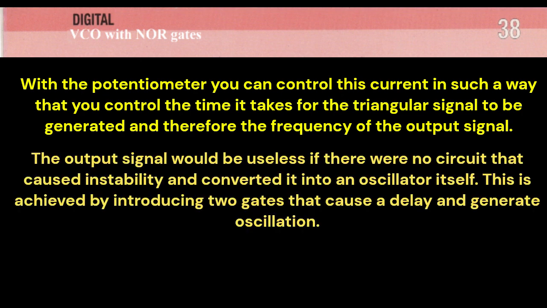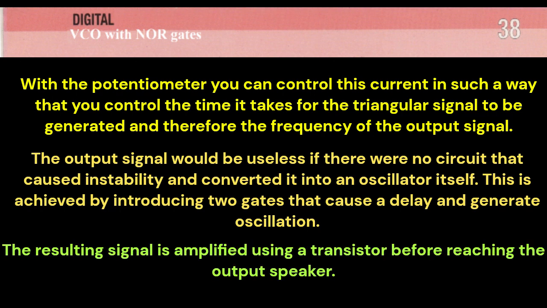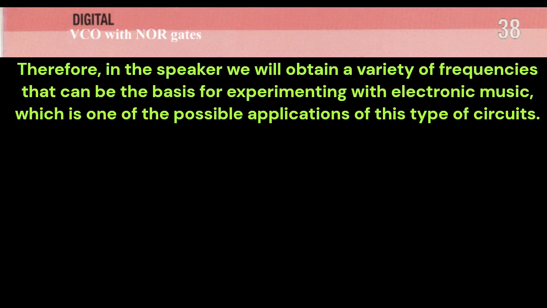The output signal would be useless if there were no circuit that caused instability and converted it into an oscillator itself. This is achieved by introducing two gates that cause a delay and generate oscillation. The resulting signal is amplified using a transistor before reaching the output speaker. Therefore, in the speaker we will obtain a variety of frequencies that can be the basis for experimenting with electronic music, which is one of the possible applications of this type of circuits.